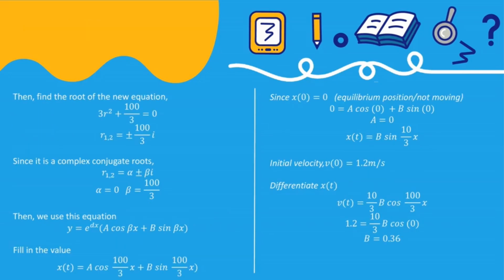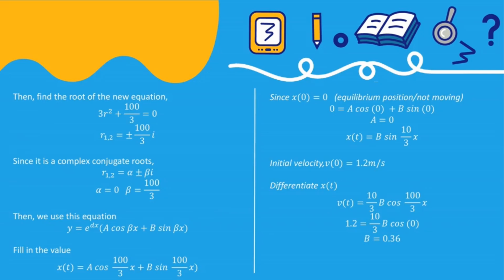Next, we calculate the root of the equation, which we get r1 and 2 equal plus minus 10 over 3 i. Since it's a complex conjugate root which has an imaginary number, we can calculate the alpha and beta values. Then we insert the values into the equation y equals e to the power of alpha x, and in bracket a cos beta x plus b sin beta x.